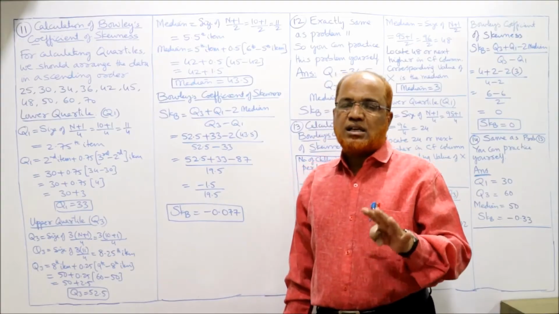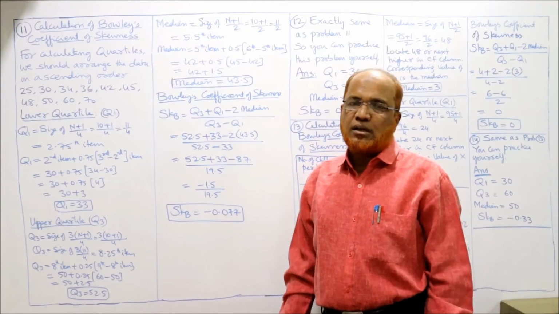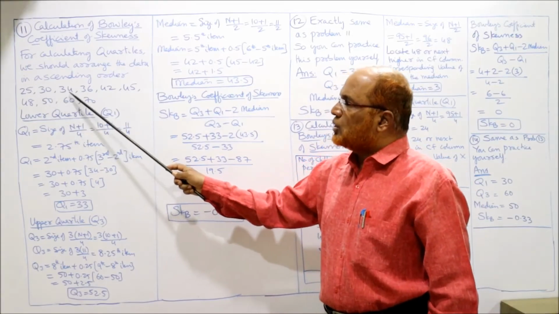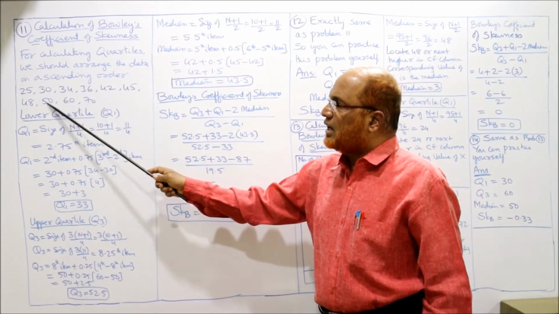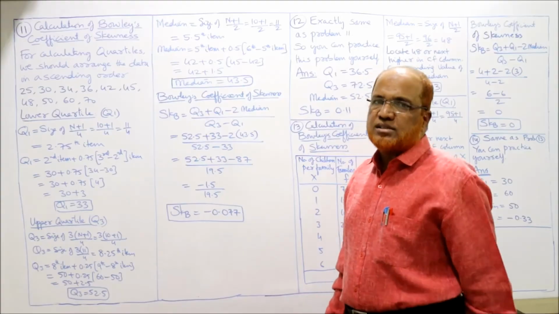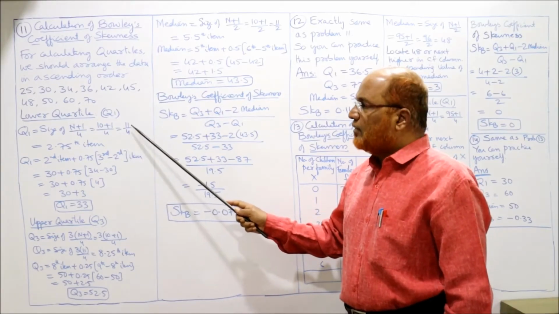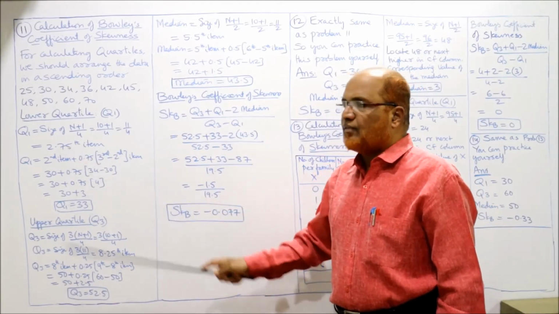Quartiles will divide the series into 4 equal parts. That's why we take the denominator 4. So how many values are there? 1, 2, 3, 4, 5, 6, 7, 8, 9, 10. 10 observations are given. So 10 plus 1 divided by 4. So 11 divided by 4, you will get 2.75.